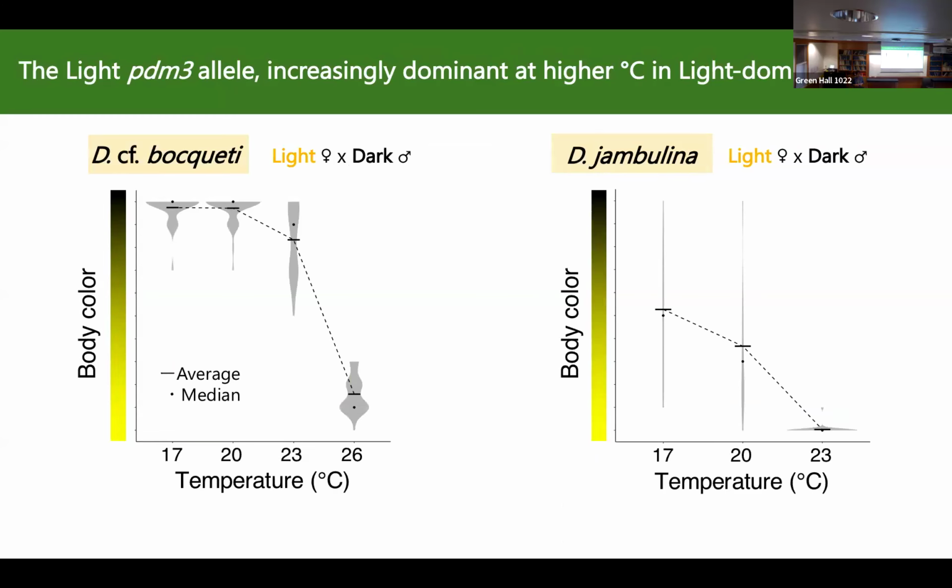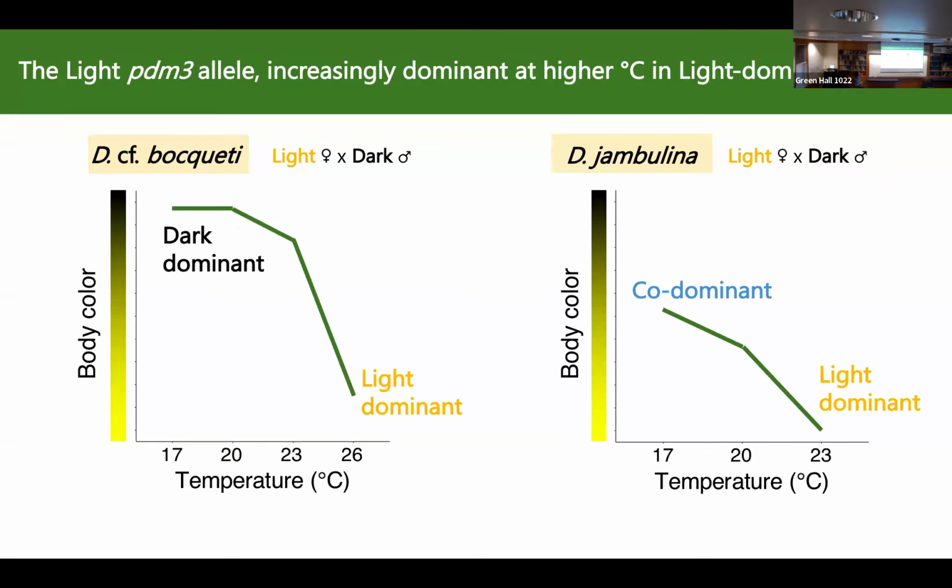So then we investigated the phenotype of the heterozygotes in light dominant species. And it shows that the phenotype had phenotypic plasticity. So in the case of Bocchetti, the dark allele was dominant at the lower temperature, but the light allele became dominant at the higher temperature.